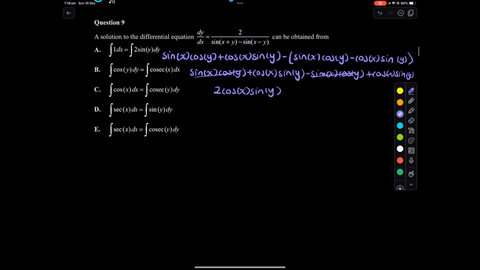And remember, so we can write that as dy/dx. So it's like 2 over, so it just becomes 1 over cos of x sine of y.